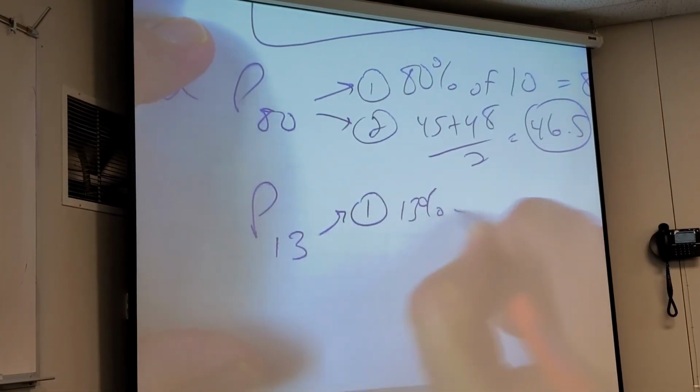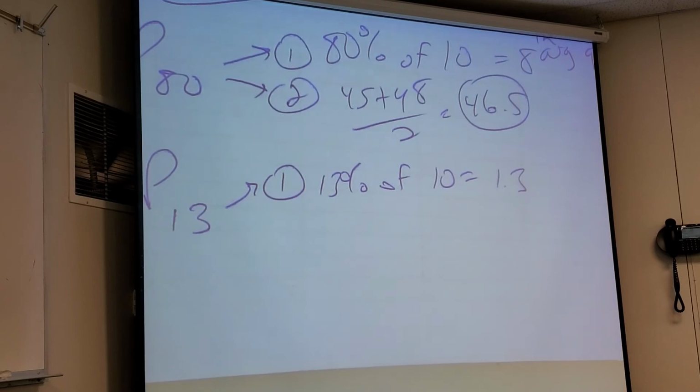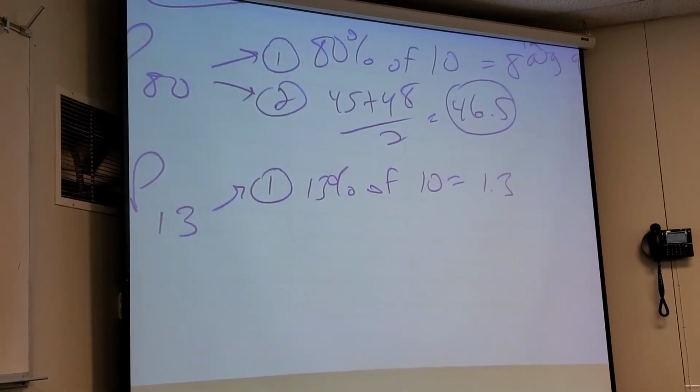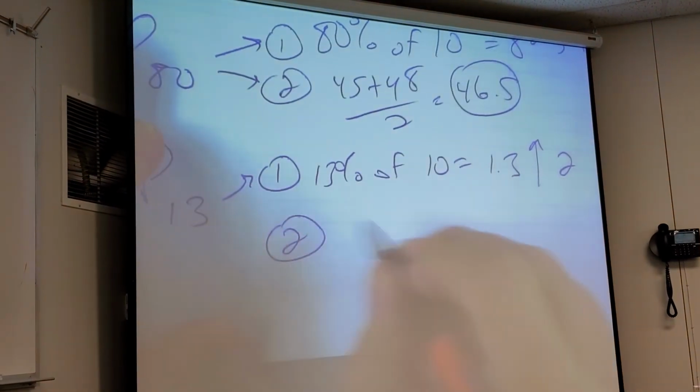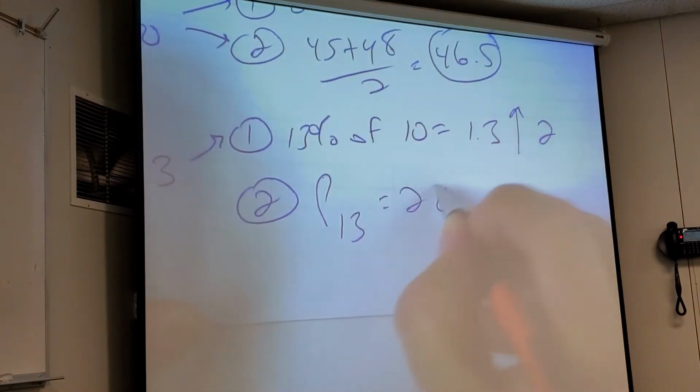13% of 10 is 1.3. Now, how do you do the calculator? 13% of 10: 0.13, because that's what 13% is, times 10, because of means times. And I get 1.3. Is that a whole number? No, so I can't do what I did the first time. If it's a whole number, I average that one with the next. Anything else, you force it up and take that number. So what's the next whole number up? 2. What's the second number? 28. So P13 is 28.